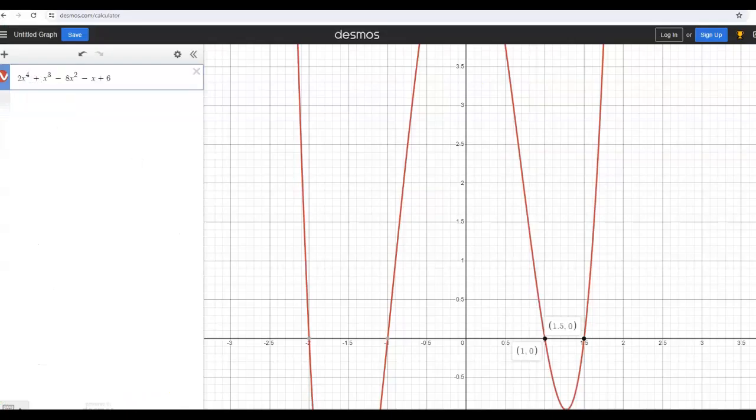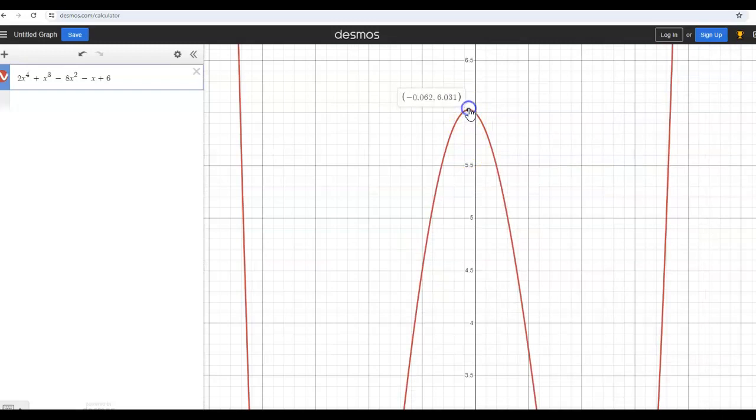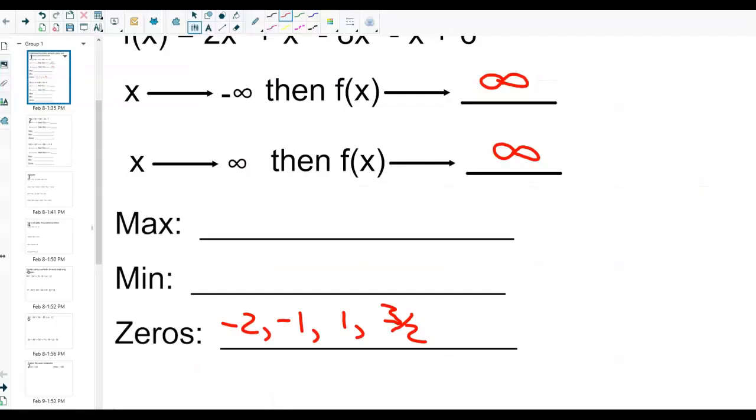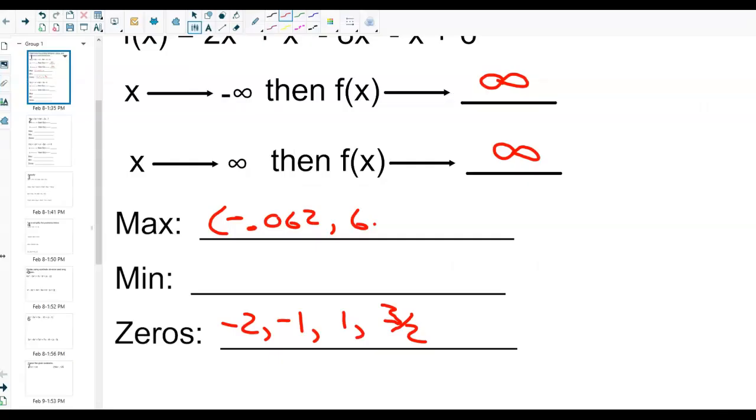My maximum, we only have one maximum, and it's important we scroll here and make it a little bit bigger so we can see the maximum point. We don't mix it up with a y-intercept. So that point is -0.062, 6.031, and I want to copy down that exact point. So -0.062, and then it's 6.031.